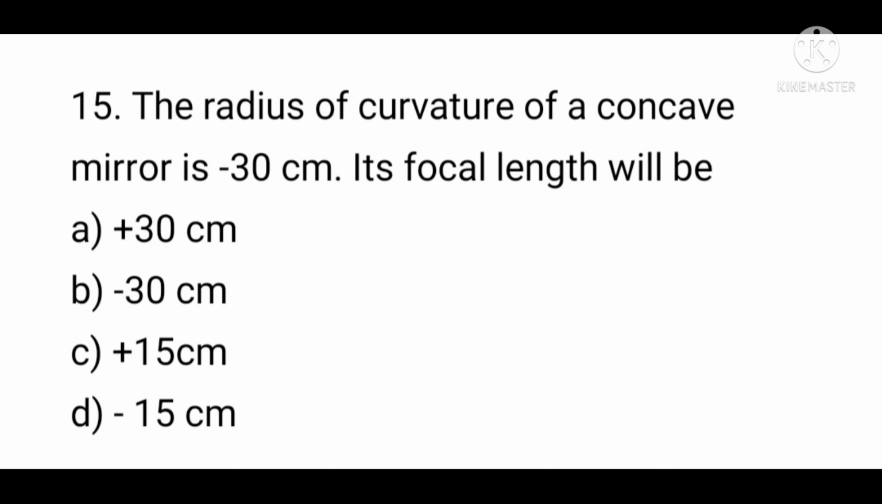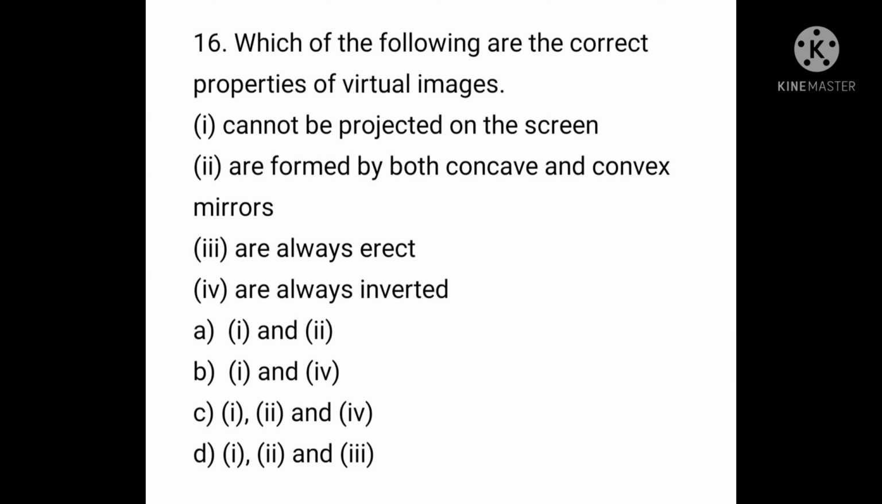Question number 15. The radius of curvature of a concave mirror is -30 cm. Its focal length will be option A +30 cm, B -30 cm, C +15 cm, D -15 cm. The focal length of a spherical mirror will be half of its radius of curvature. Therefore, here the correct option is option D, minus 15 centimeter.